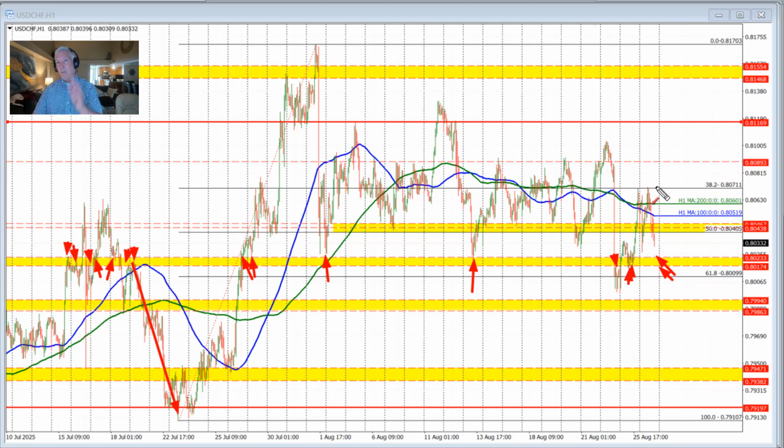So although we're building on the 38.2, building on the 100-hour moving average, we have this target down here where we will look for support between 0.8017 and 0.80233. Conversely, of course, we can bounce back from here and get back above the 50%, get back above the 100 and 200-hour moving average, and the storyline would change. I can't help that. All I have to do is listen to what the market is telling me right now and make a judgment as far as what I might see in the future.